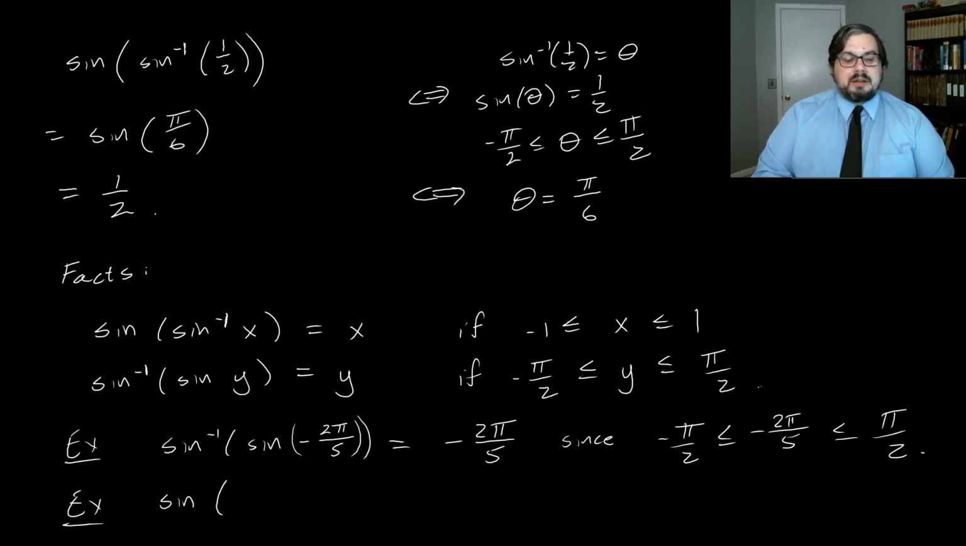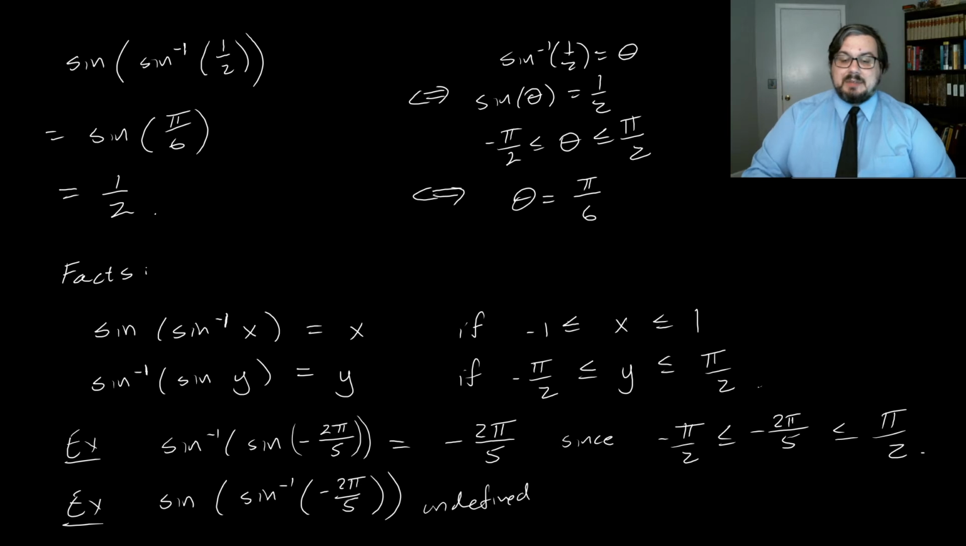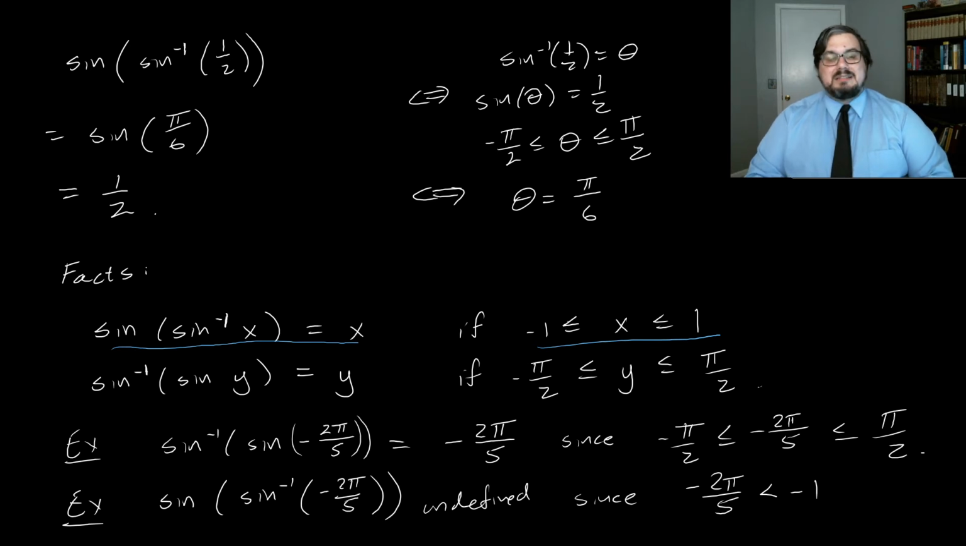What if I switch the order here? What if I take sine of inverse sine of negative 2 pi over 5? Well, this is actually undefined, because negative 2 pi over 5 is less than negative 1. So when we compose the two functions, we only get back the input if the input lies in the appropriate interval. So sine of inverse sine of x equals x only if x lies between -1 and 1, only if the number that we plugged in could be the output of a sine in the first place. In this case, -2 pi over 5 simply isn't good enough.